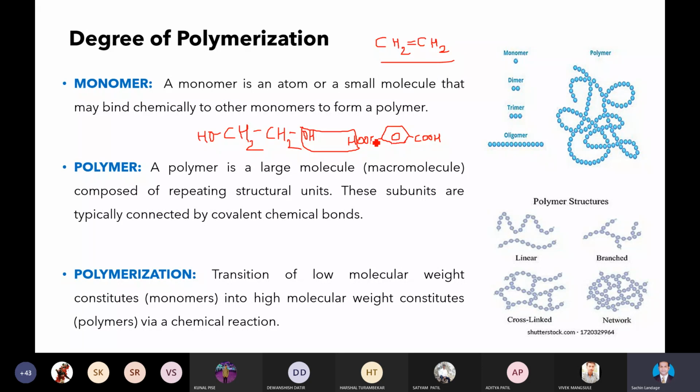Now, in case of condensation polymerization, there are two different types of monomers required. Second, whatever the monomers are, they must be bifunctional monomers. And third, there will be the liberation of small byproducts. In addition polymerization, you will not get any byproduct.